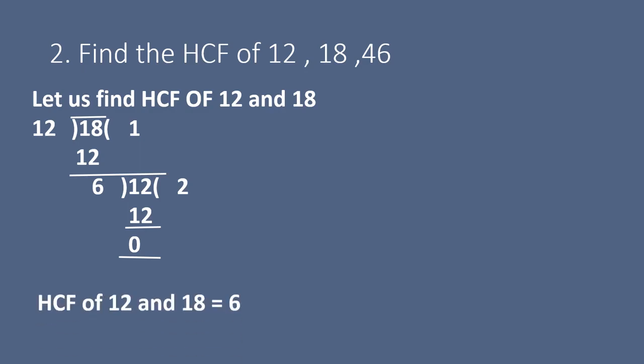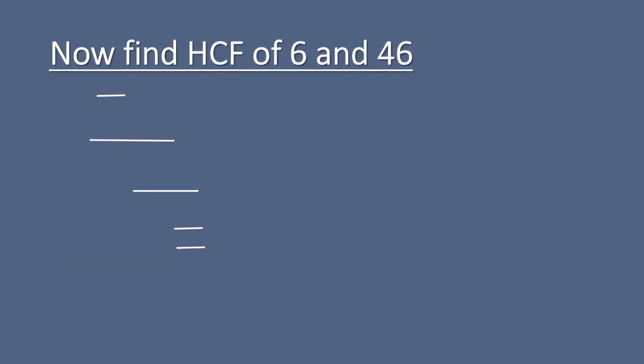Here we get the HCF of 2 numbers, 12 and 18, as 6. And which number is left now? 46. So now we will find out the HCF of 6 and 46. 6 is the HCF of the first 2 numbers and 46 is the third number. Okay. Now from 6 and 46, 46 is greater. So divide 46 by 6. You will get 6 7s are 42. Now here the remainder is 4. Now write down your last divisor, which is 6.